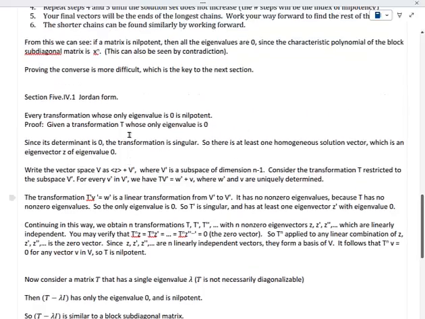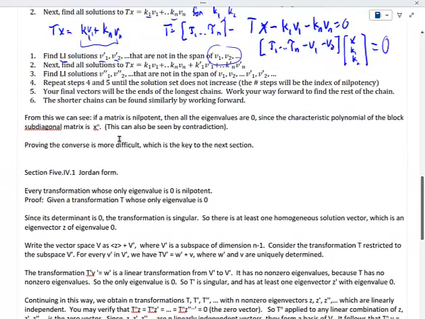Okay, now in my last video, I did explain why it's true that if a matrix is nilpotent, all the eigenvalues are zero. And the easiest way to see that is that if you had a non-zero eigenvalue, then that eigenvector would always give a non-zero result no matter what power of T you apply to that vector, right?